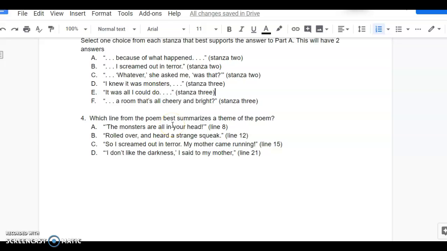They're general. So is monsters being in your head, hearing a strange squeak, screaming and having your parent respond, or not liking the dark, something that would be about lots of different stories or poems and is about this one.